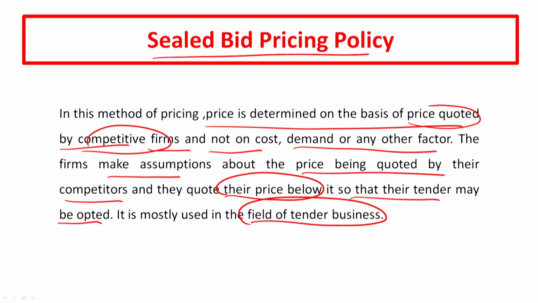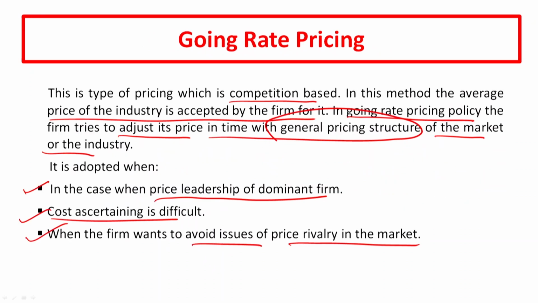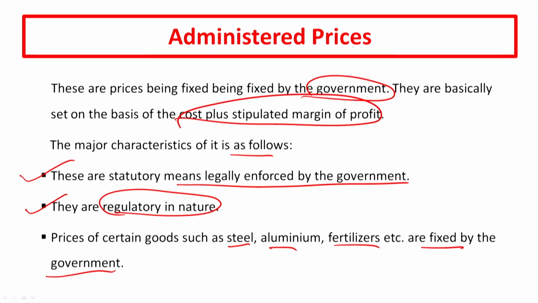Then I talked with you about the sealed bid pricing policy, where the price is fixed on the basis of competitors' bids. The firm normally keeps a price below the competitor's bid so that their bid can be accepted, and it is mostly used for tender business. Then I discussed with you the product line pricing, the ways of product line pricing. I discussed with you the going rate pricing, where pricing is based on the average pricing of the industry. Finally, I discussed with you the administered prices, where prices are fixed by the government, especially for certain goods such as steel, aluminum, fertilizers, etc.